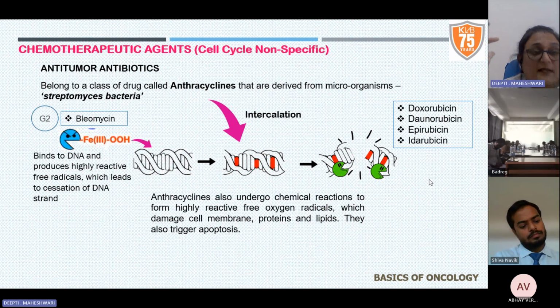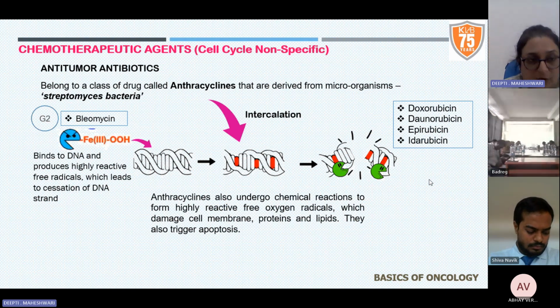Now, when DNA is getting attached to bleomycin, these free radicals are formed. So these free radicals can go and attach themselves anywhere on the DNA, and that leads to the cessation of the DNA strand.